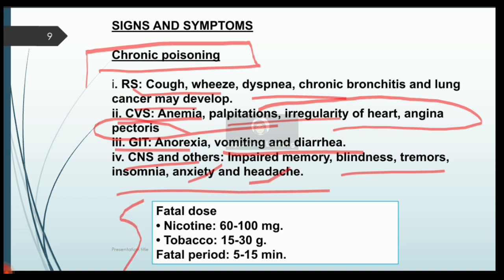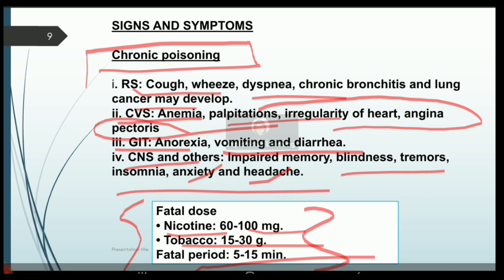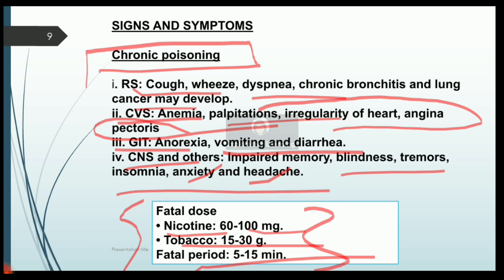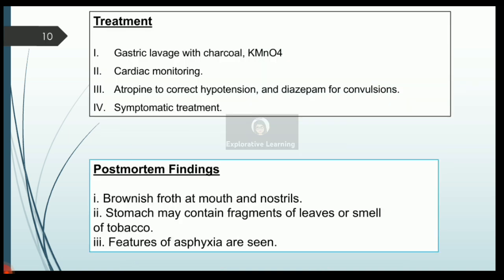Now the dose varies highly. For simple nicotine it will be 60 to 100 milligrams, and for tobacco it is somewhat 15 to 30 grams. The fatal period is extremely shorter than any of the poisons that we have studied so far. It is 5 to 15 minutes, meaning now you can assume how fatal tobacco consumption is.